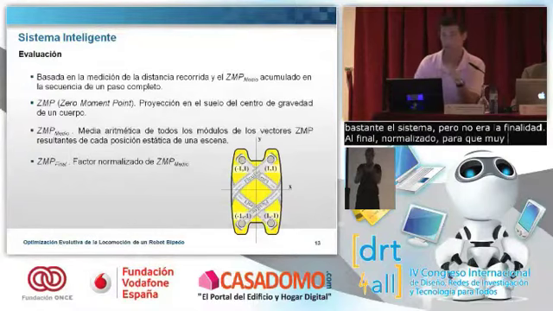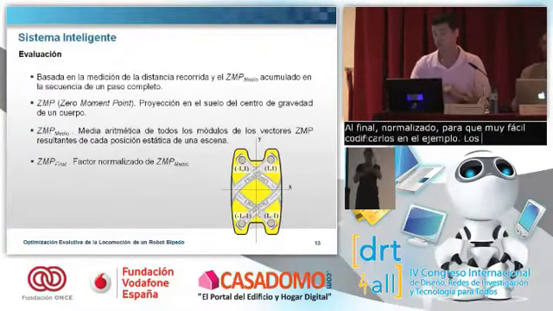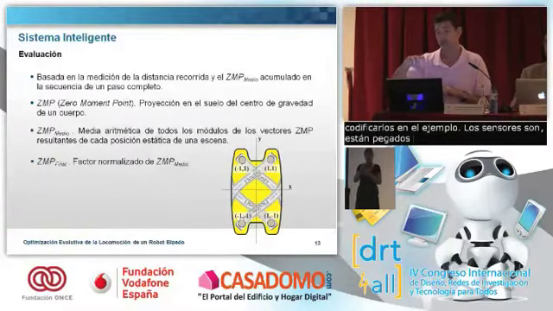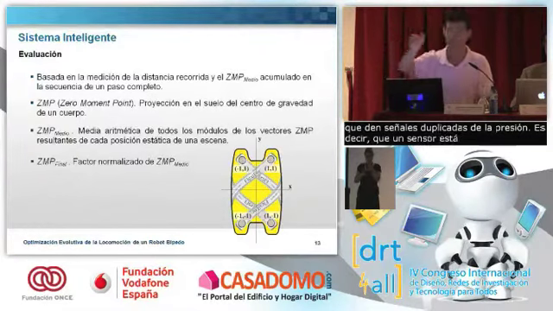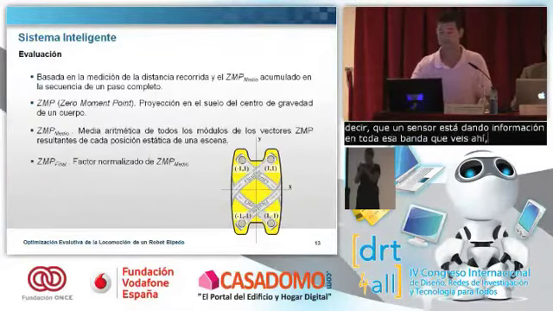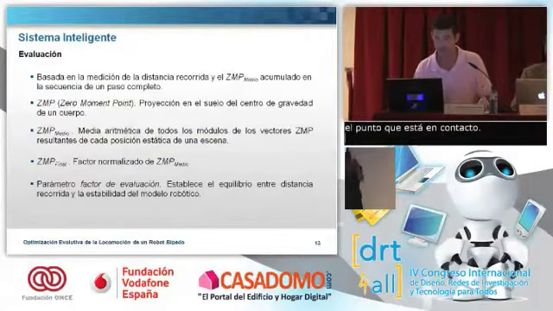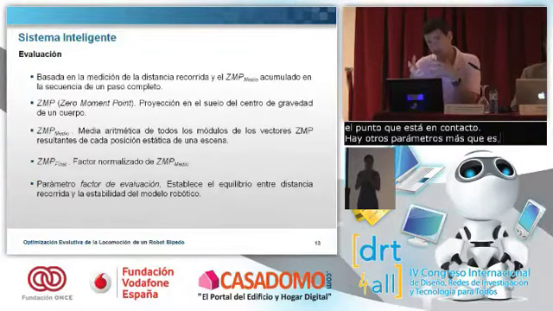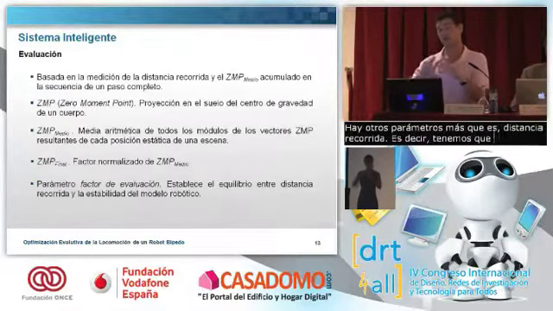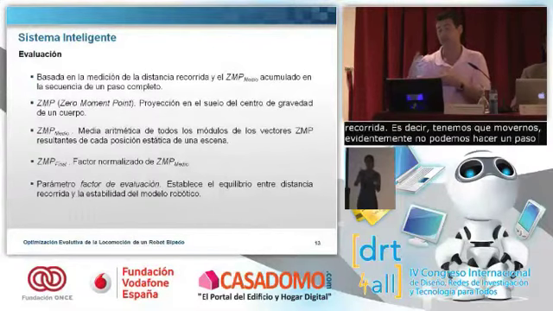And finally, the ZMP final is the normalized or standardized factor of ZMP. And we have sensors also providing information in all of this stretch, not only about the point which is in contact. There is another parameter, which is the distance walked.